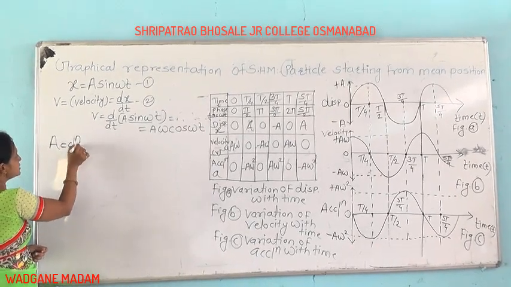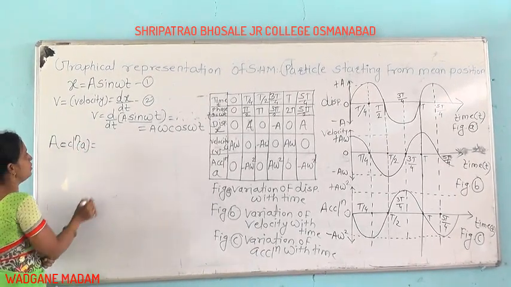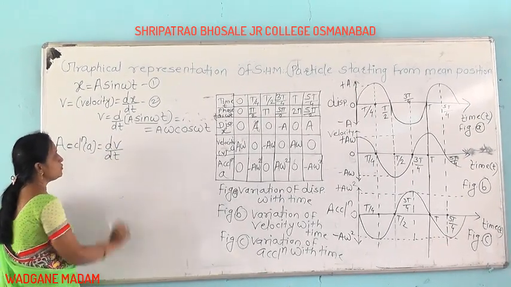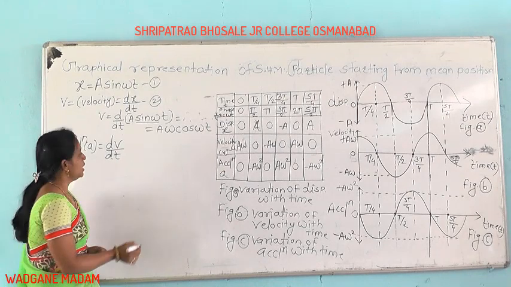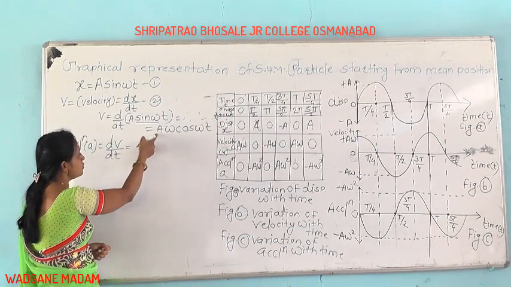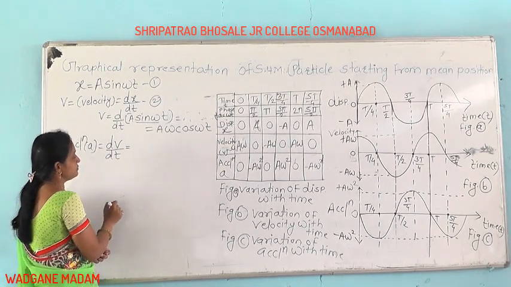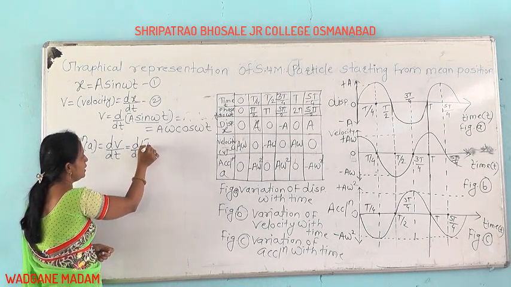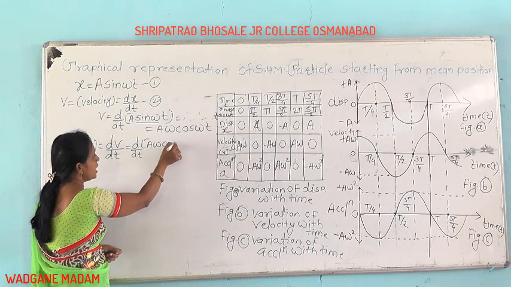Then after that, the acceleration of the particle is given by a is equal to dv by dt, the rate of change of velocity with respect to time. Therefore, by putting the value of velocity in this equation, we can write d by dt of a omega cos omega t.